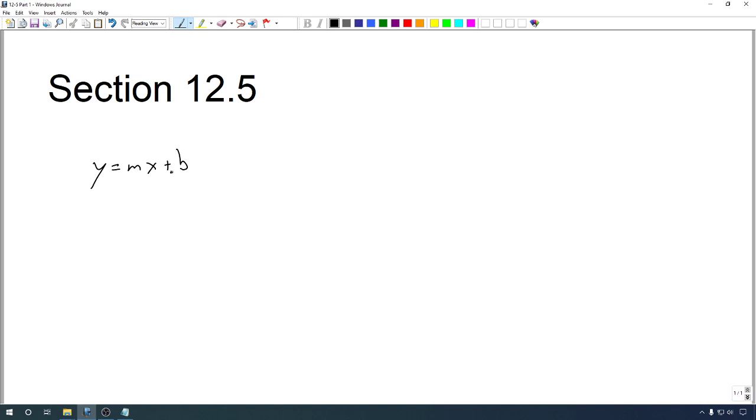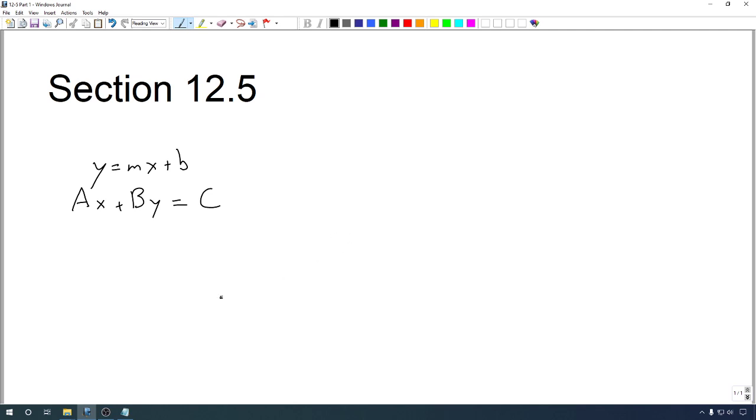This really covers most lines, though if we do want to include vertical lines, we could use something a little bit more general, something like ax plus by equals c. This kind of an equation will include all possible lines. Unfortunately, in three dimensions, we don't really get lines as easily.